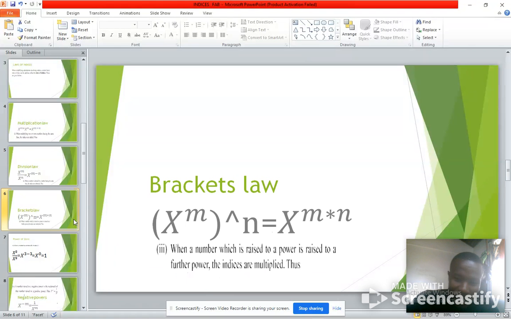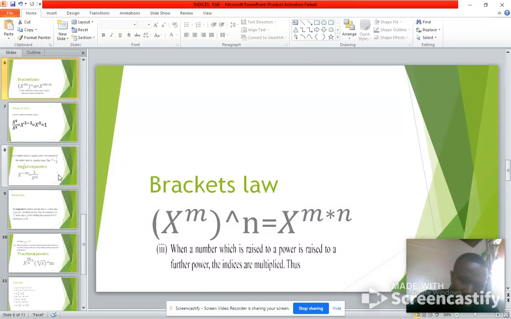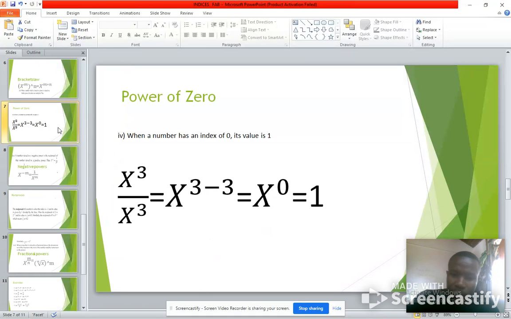We have the bracket law, where x raised to m in brackets raised to n easily means x raised to m multiplied by n. We also have a law termed as the power of zero, where an integer raised to zero is always equal to 1.